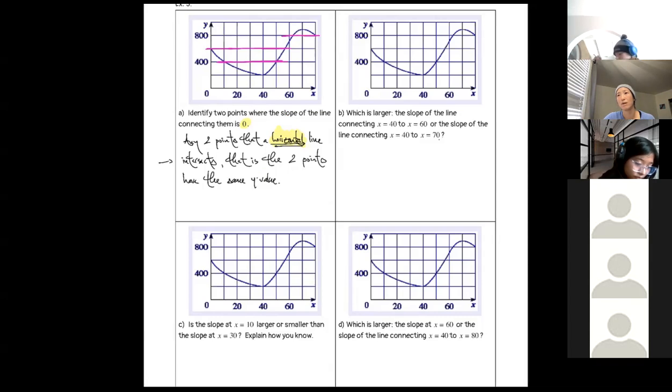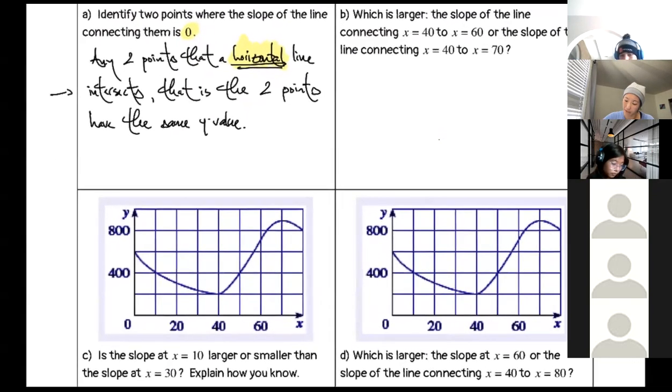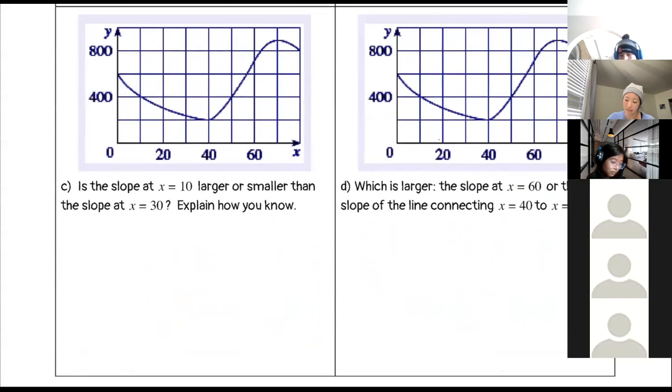So the slope of a certain x interval would just be that y point over the x point. The difference in the y's over the difference in the x's. Does that help, Richard? Oh, okay. I see. Okay, so let's take a look at C and D.